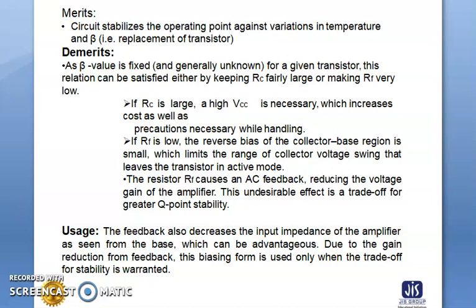The resistor RF causes an AC feedback, reducing the voltage gain of the amplifier. This undesirable effect is a trade-off for greater Q point stability. And what are the usages? The feedback also decreases the input impedance of the amplifier as seen from the base, which can be advantageous. Due to the gain reduction from feedback, this biasing form is used only when the trade-off for stability is warranted.